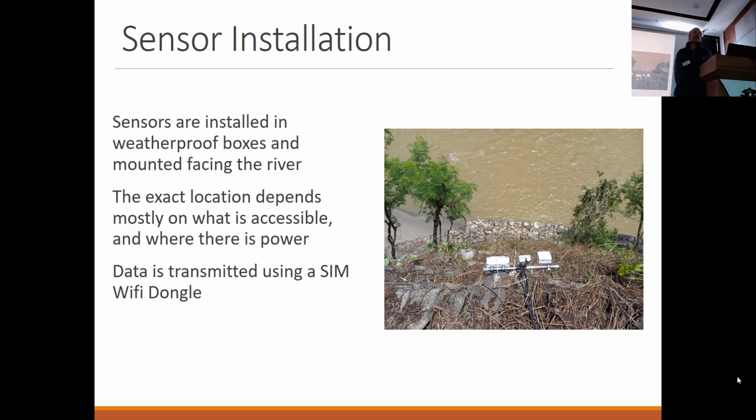We wanted to have access to our data as it was coming, so we could actually see if there were problems and see what the data looked like. So we put these little Wi-Fi routers with all of our stations, so that we could have access to them, and the data could be transmitted basically every hour.